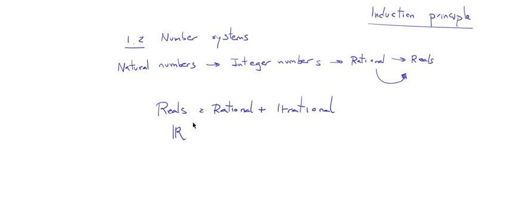Because of the way we build the reals, every real number you can approximate by a sequence of rational numbers. So you can get closer and closer, as close as you want, to every real number. Because of that, the reals have all the properties of the rationals, which means that they are an ordered field, as we had seen before, and also they are complete. That means they don't have holes.